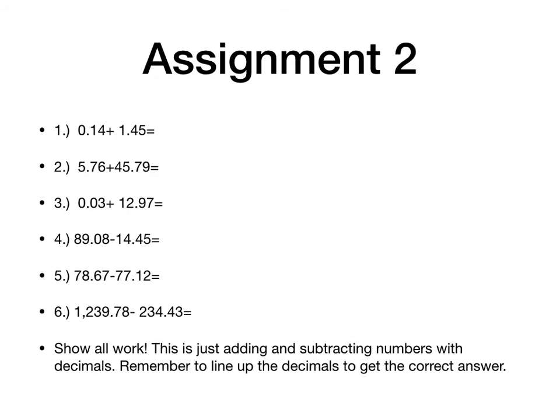Assignment 2 is adding and subtracting decimals. This is literally just addition and subtraction, and all you have to remember is that when you add or subtract decimals, you line up the decimals to get the correct answer. If you don't line up the decimals, you will not get the right answer. So you line up the decimals, okay? Not the amount of numbers, the decimals.